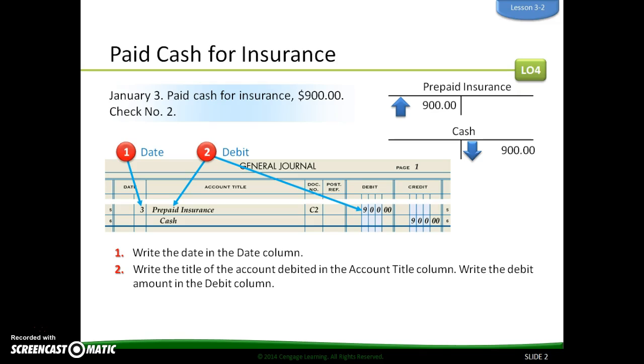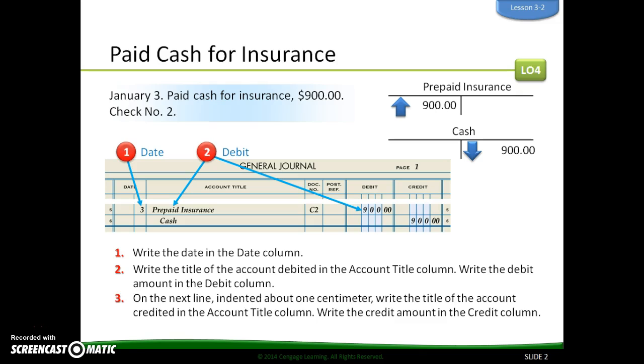We're going to follow with the credit transaction. Remember to indent a little bit on that general journal line. We're going to be going ahead and putting a credit to cash of $900. And finally, we need to make ourselves a note about the source document that we are using. In this case, check number 2.